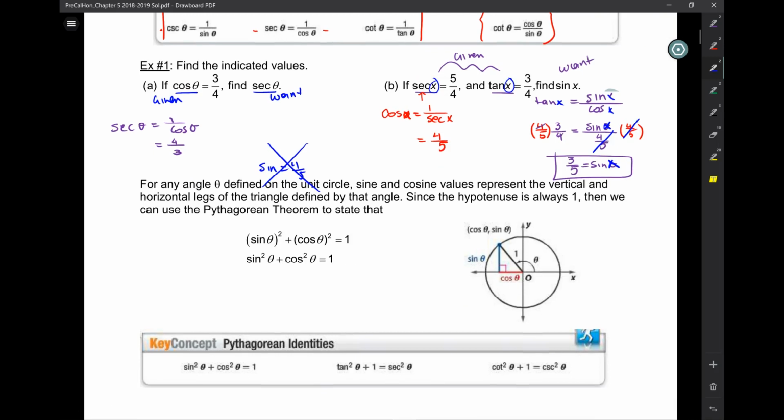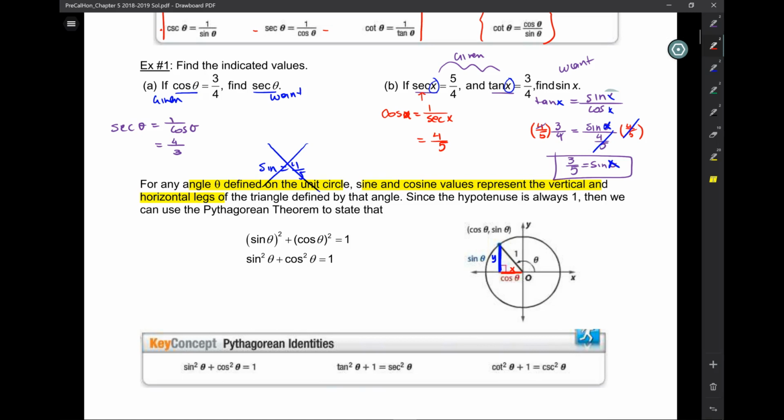Okay, so here's my favorite thing ever. So suppose you have an angle theta on the unit circle. The sine and cosine values represent the vertical and horizontal legs of the triangle. Remember this? So look, here I have a right triangle. The vertical side, I'm going to call it y, but it's also sine of theta. The horizontal side, let's call it x, but it's also cosine of theta, right?